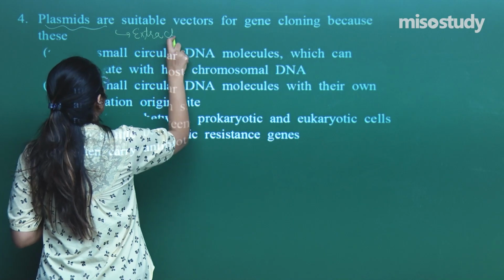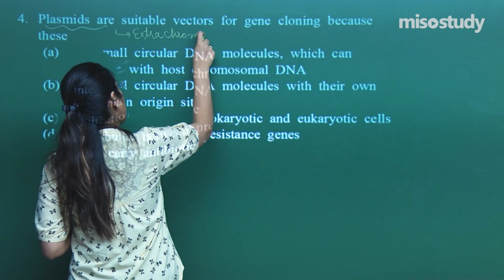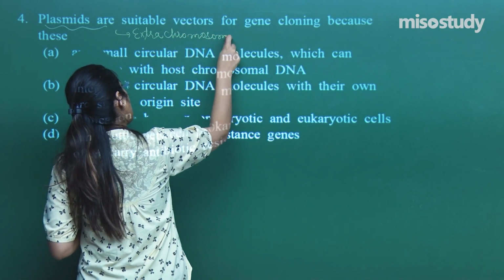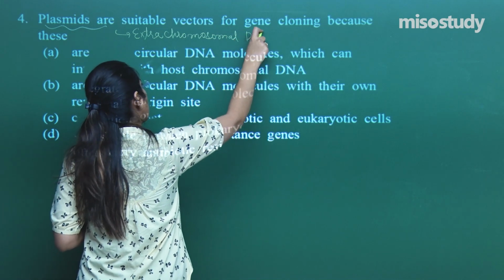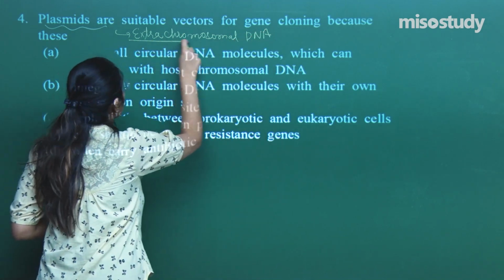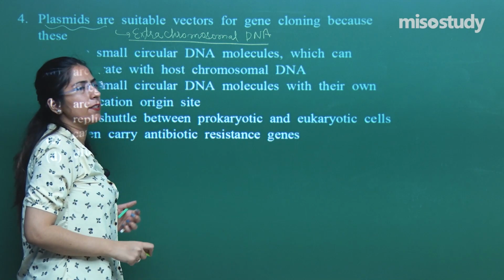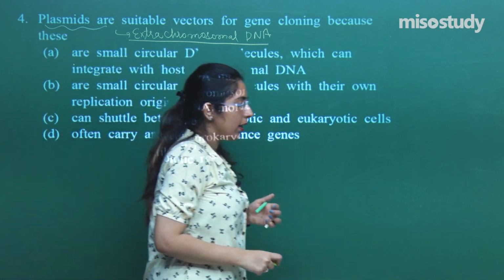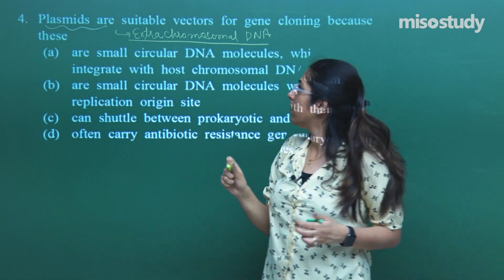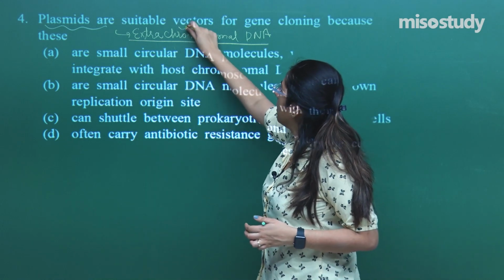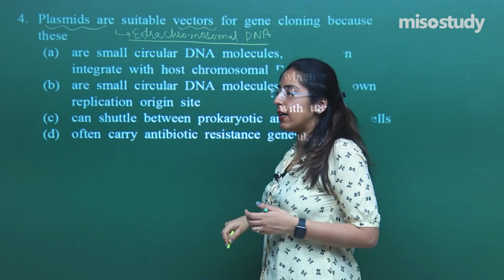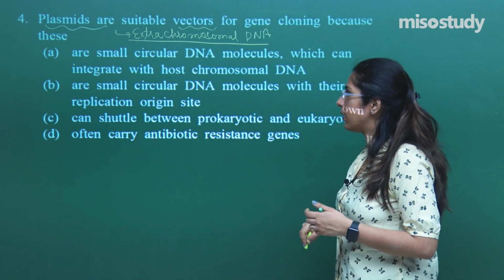Extra chromosomal DNA. It is an extra chromosomal DNA. Plasmids act as a vector, a vehicle, so that they can transfer our DNA of interest.